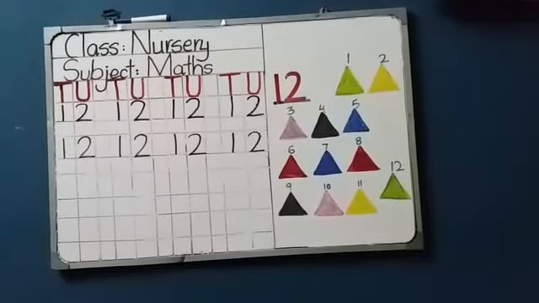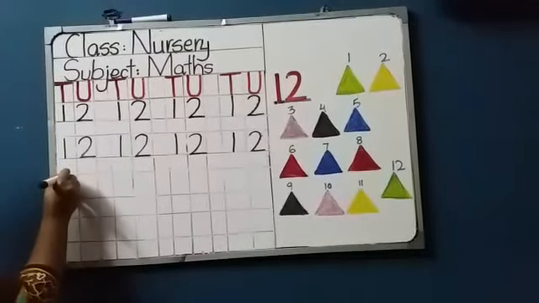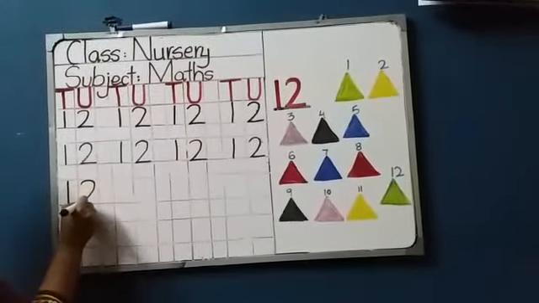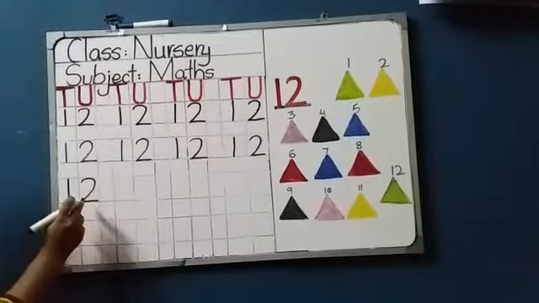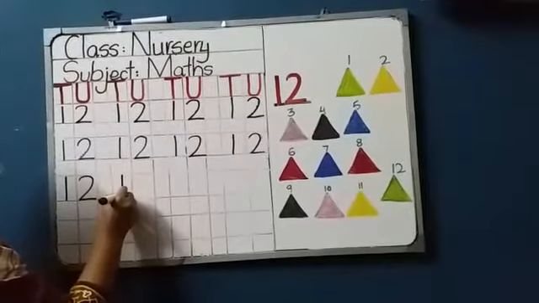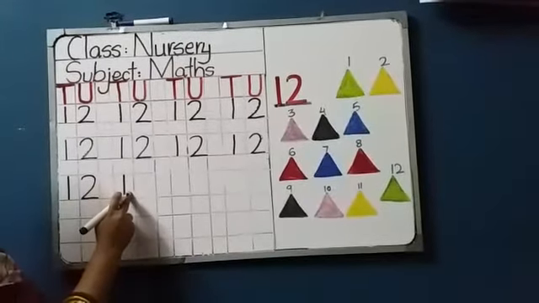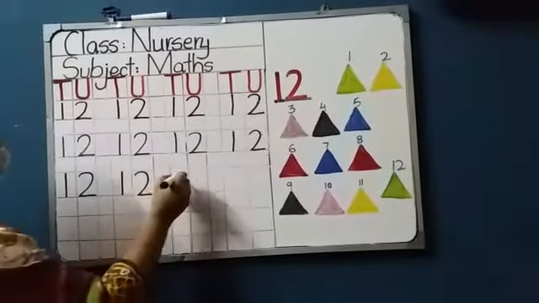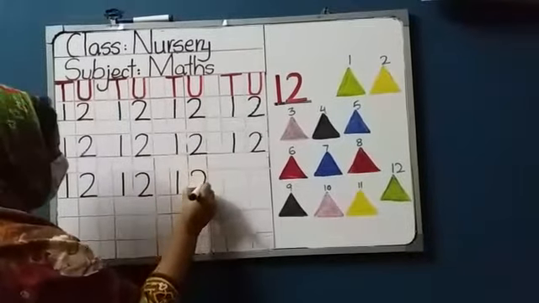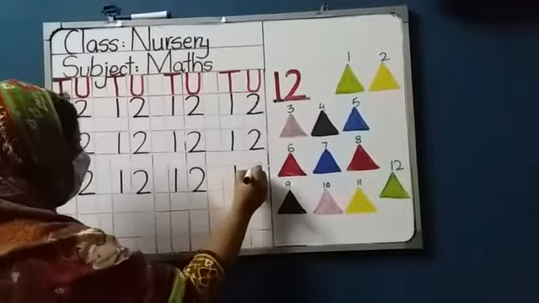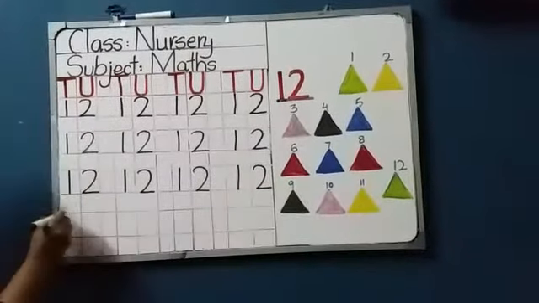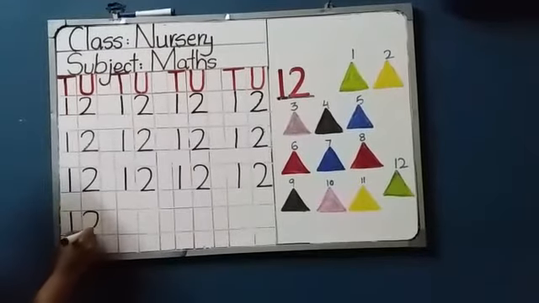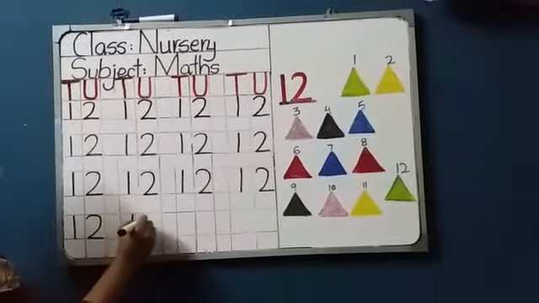Now let's write ourselves. So write 1 under T and 2 under U. 1, 2, 12. Again write with me. Leave this block and write in next block, okay? Read and write. 1, 2, 12. Now come on this block.